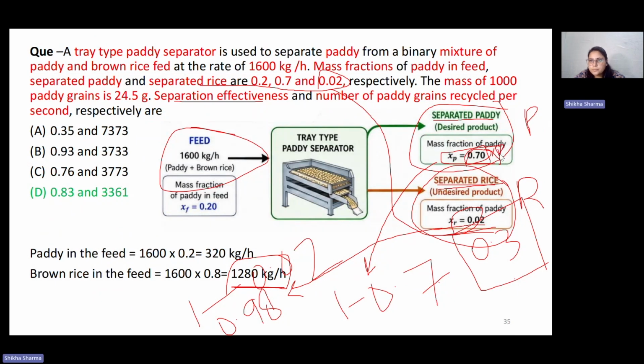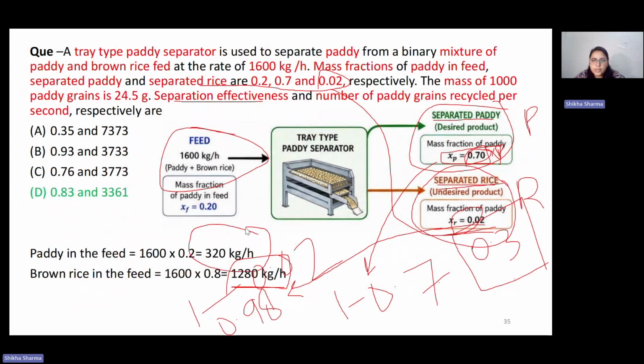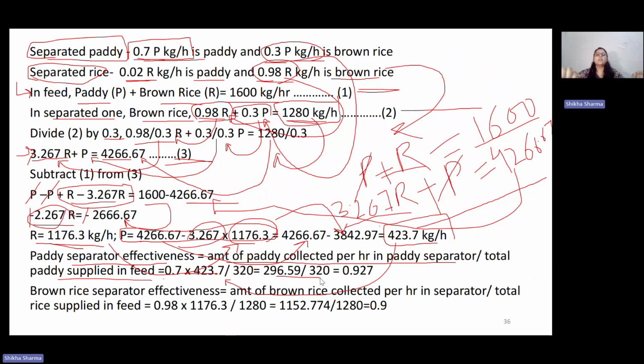So 0.7 into the P value, which is 423.7, divided by the total paddy in the feed, which we calculated here. The paddy feed is 320 kg per hour. So 0.7 multiplied by 423.7 is 296.59, divided by 320, which equals 0.927. Now, similarly, we can calculate the brown rice separator efficiency.